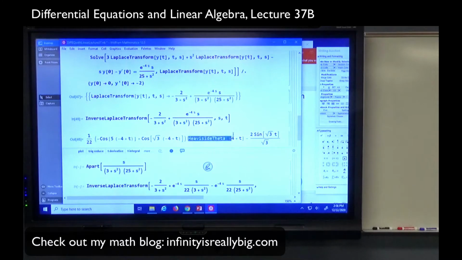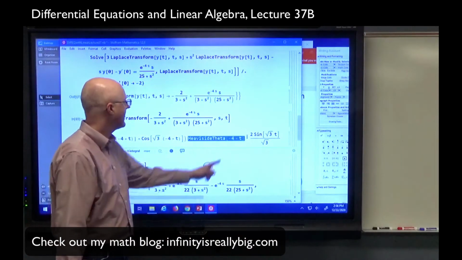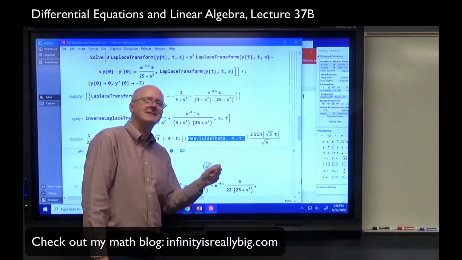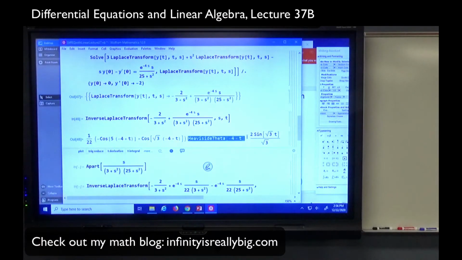What's this thing? Heaviside theta? T minus 4? Well, Heaviside theta is just another name for the unit step function. And the t minus 4, just like the other one, has the unit step at time 4 from 0 to 1. That is the answer. That is the same as u sub 4 of t.